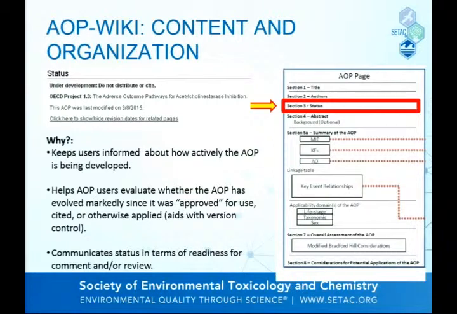In theory, the author would remove that when they reach a point where they feel like it's okay to use. The other thing we put in there is the OECD project that it points to. And that's just helpful in showing which of these AOPs are tied to which projects.